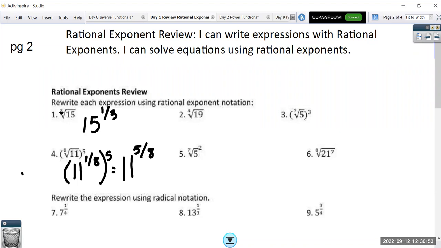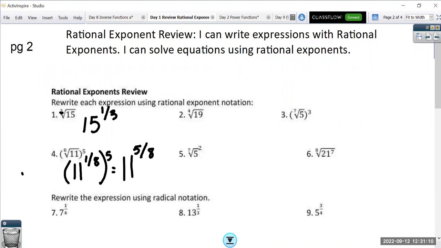Now, at this point, go ahead and pause the video and try 2, 3, 5, and 6 on your own. Okay, so now that you've tried those on your own, let's check our work.